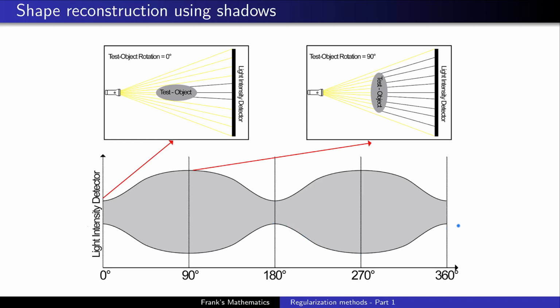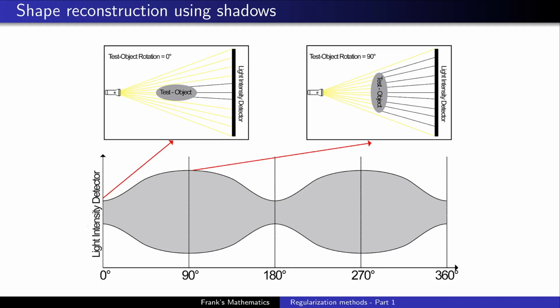You don't know the test object, but you only know its shadows or the state, the measurement of our light intensity detector. And now it's clear why it's called state, because this is the output of our physical system. We do not know the structure of the object, we just know the measurement of the light detector or how much light is blocked by our test object. What is the forward problem here and what is the inverse problem here?